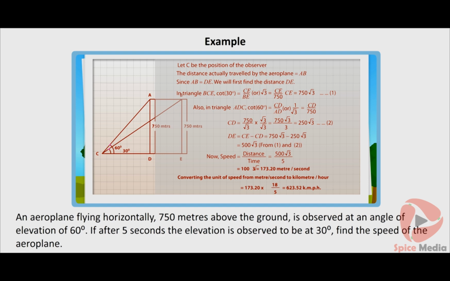Now, speed is equal to distance by time, which is 500 into square root of 3 by 5, which is also equal to 100 into square root of 3, which is also equal to 173.2 meters per second. Thus, on converting the unit of speed from meters per second to kilometers per hour, we get 173.2 into 18 by 5, which is equal to 623.52 kilometers per hour.